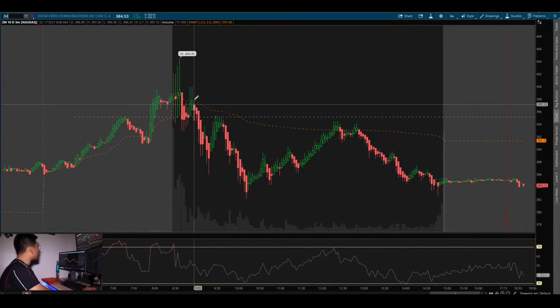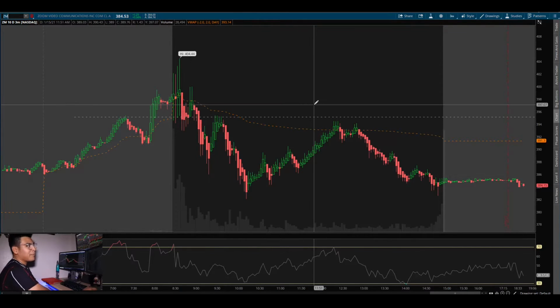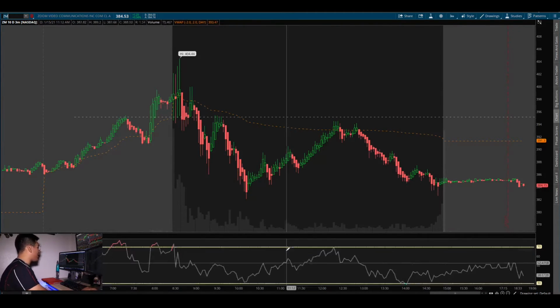So a lot of traders start getting in here, the people that play the VWAP roll, and look at this huge move down. I mean, let's say you got in here at 397, this went all the way down to 385, right? A good $12, which is a good move. And I mean, look at here, right?